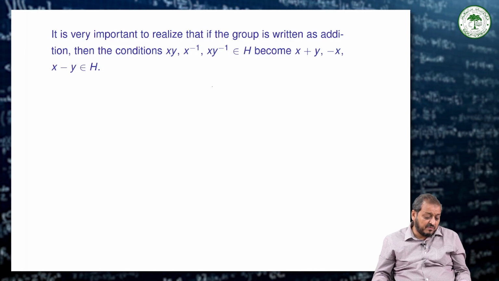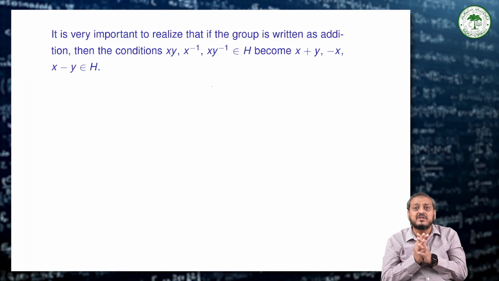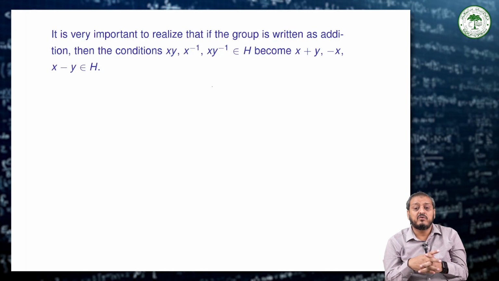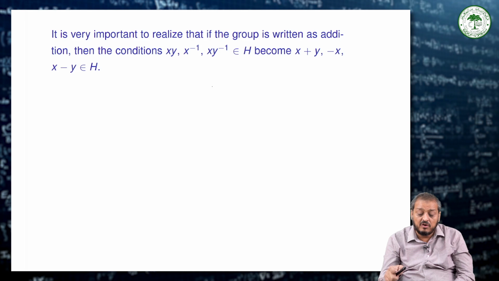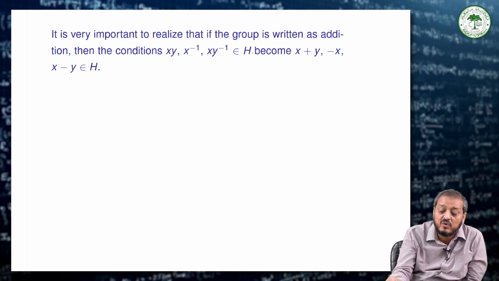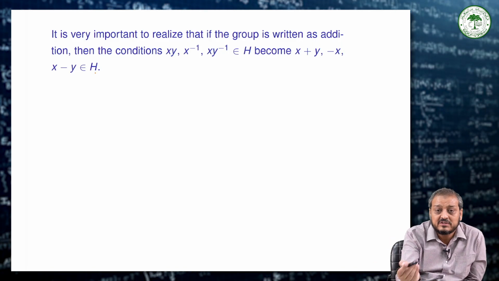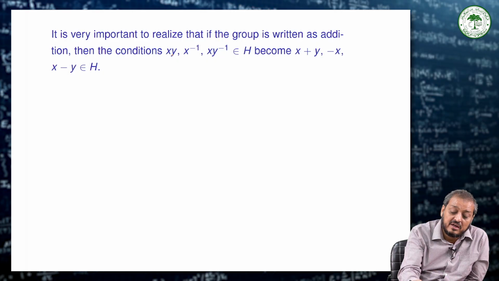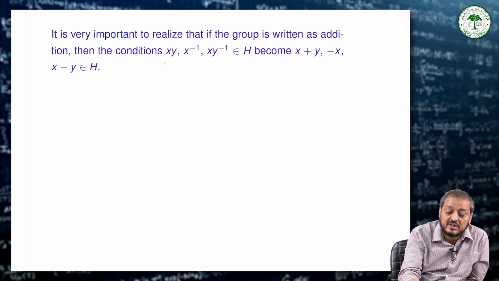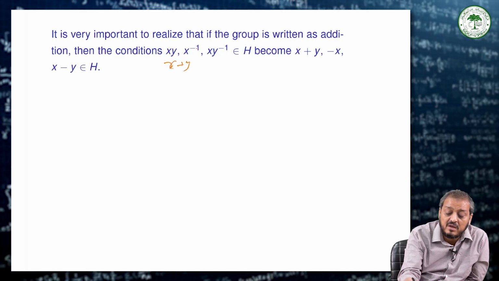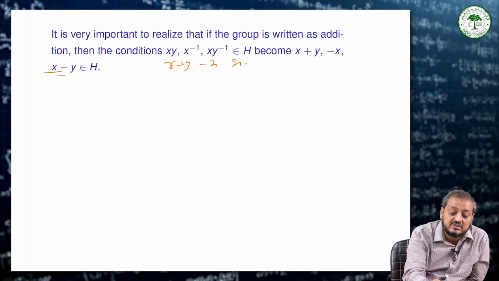Before moving on, from a notation point of view, it is very important to realize that if the group is written as addition, then the condition x, y inverse in H becomes x minus y in H. Under the binary operation, if the operation is addition, then x, y is simply x plus y, x inverse means minus x, and x, y inverse is x minus y.